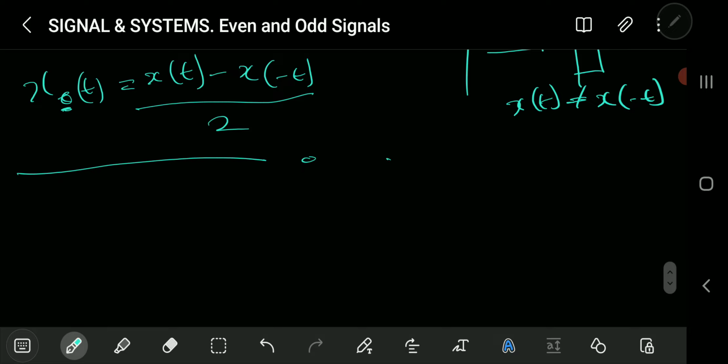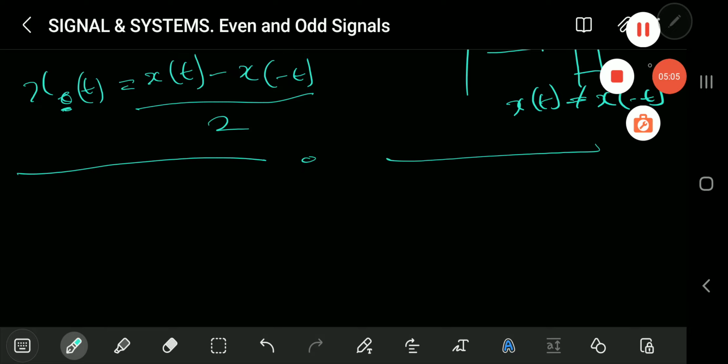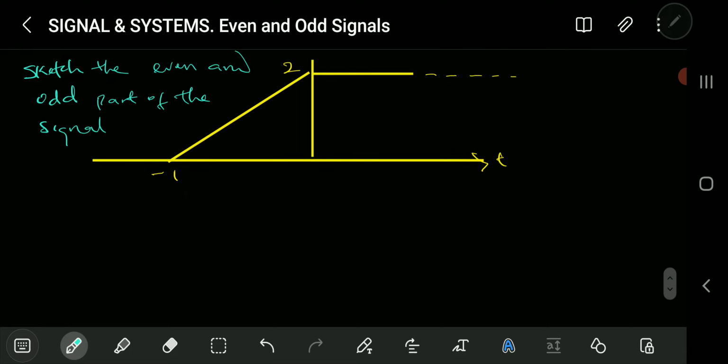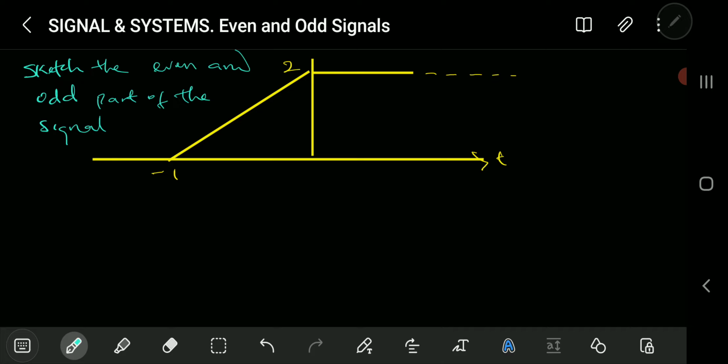Still under even and odd signal, let's quickly solve this question. With this signal that you are seeing on the screen now, we are asked to sketch the even and the odd parts of the signal. The first thing we are going to do is establish x of minus t. If you have to sketch x of minus t, we are going to be having something like this. That means you're going to be flipping the signal along the y-axis. So it's going to look like this.